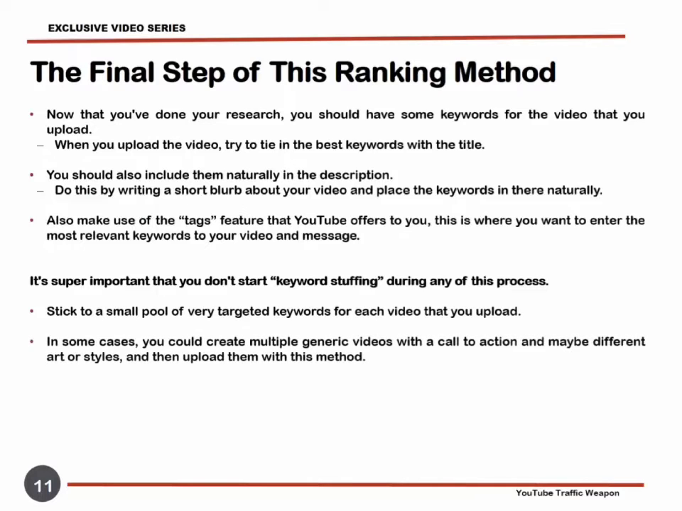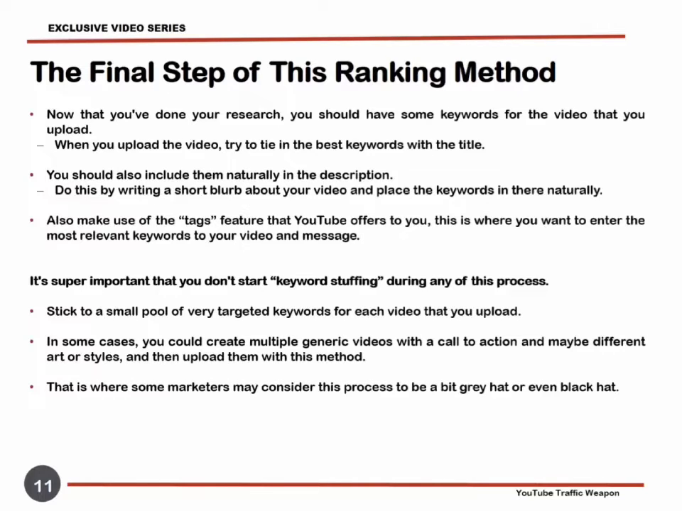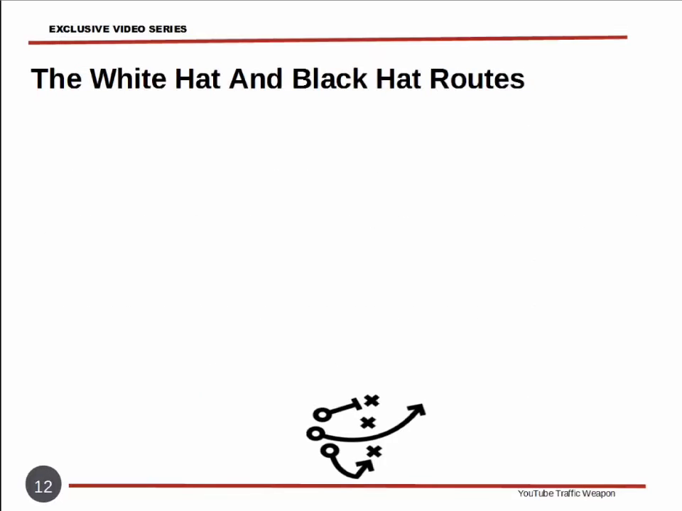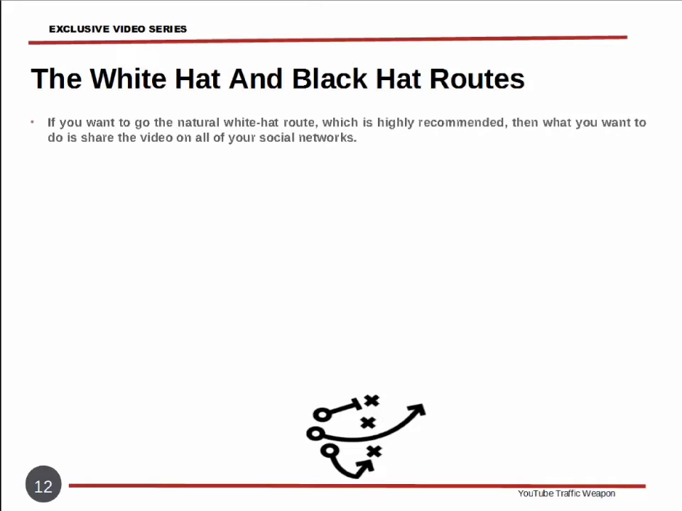In some cases, you could create multiple generic videos with a call to action and maybe different art or styles and then upload them with this method. This is where some marketers may consider this process to be a bit gray hat or even black hat. After your video is uploaded and you've optimized the keywords in the title, description, tags, and so on, you're ready to start the next step towards ranking. If you want to go the natural white hat route, which is highly recommended, then what you want to do is share the video on all of your social networks.